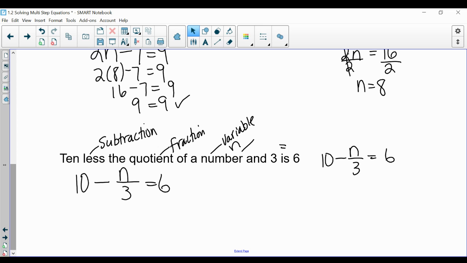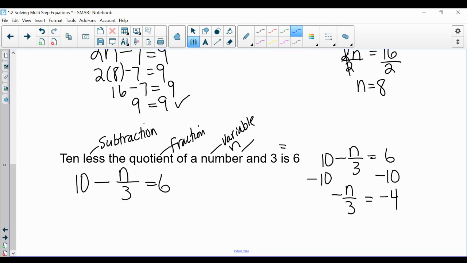So 10 is equal to 6. So again, I'm gonna isolate the variable. So I'm gonna do my inverse operations first. So 6 and 10 are opposites. One's positive, one's negative. So I'm gonna subtract. 10 minus 6 is 4. And so therefore it's a -4 since the 10 is bigger. So now I need to clear my fraction here. So I just need to multiply by the denominator because this is a division problem. So this is a division problem. So therefore I'm going to multiply.